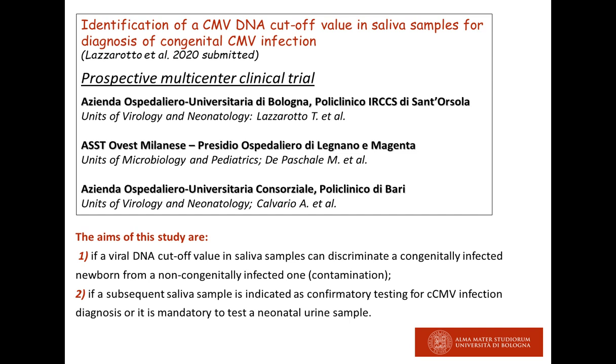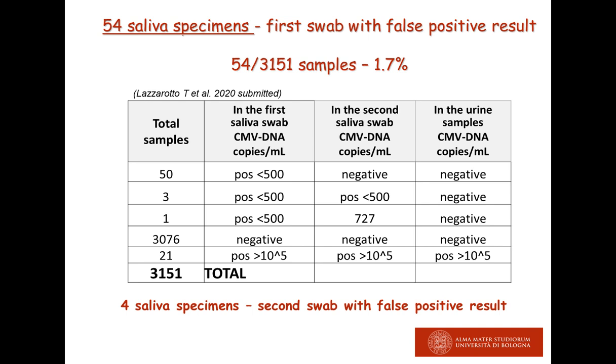And we have 2 aims. The first is whether a viral DNA cutoff value in saliva can discriminate a congenitally infected newborn from a non-congenitally infected one. The second is whether a subsequent saliva sample is indicated as confirmatory testing for congenital CMV infection diagnosis, or whether it is mandatory to test a neonatal urine sample.